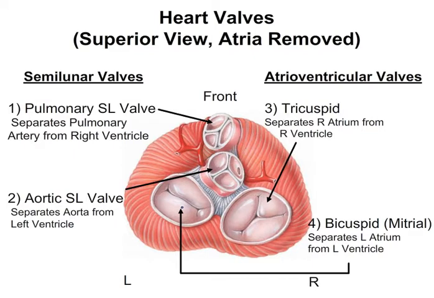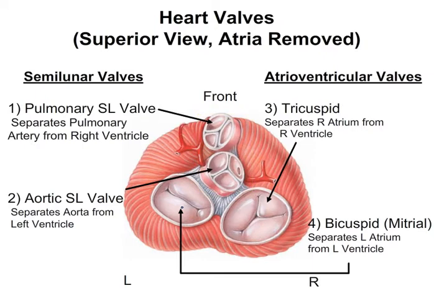Okay, this picture just shows a superior view of the ventricle with the atria removed, and the whole purpose here is so you can see what the valves look like, so you get a better idea of why we call them the names that we do. So first let's look at the semilunar valves. We call them semilunar because they look kind of like half moons. We have the pulmonary semilunar, again, that goes between the right ventricle and the pulmonary artery, and the aortic semilunar, which goes between the left ventricle and the aorta.